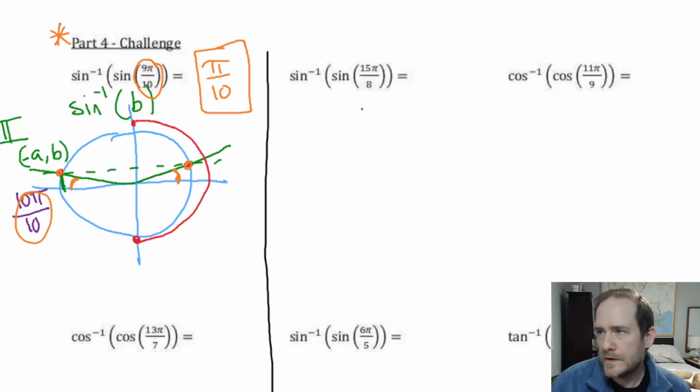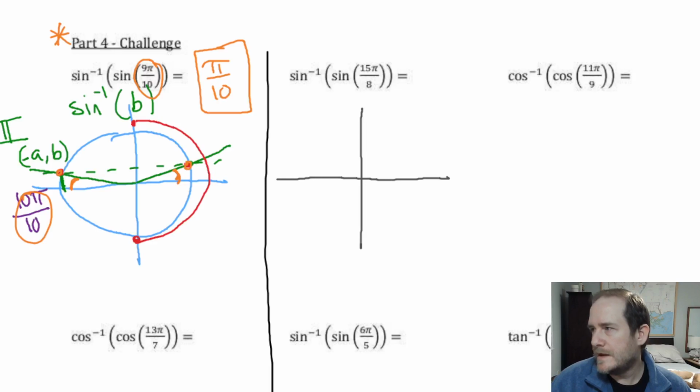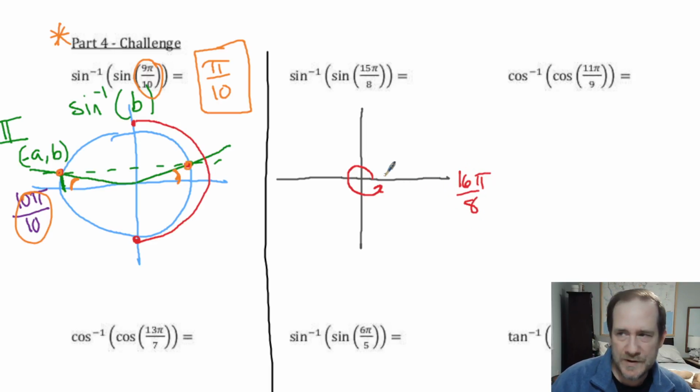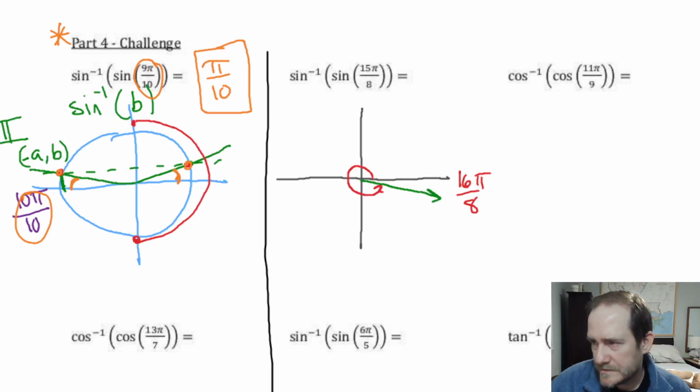So you're just given a 15 pi over 8 this time. And so 15 pi over 8 is a rotational angle that whips way around, almost all the way, because 16 pi over 8, that's 2 pi. That would be all the way around. So 15 pi over 8 is literally just 1 pi over 8 shy of a full rotation. And what are we after now? We're after the inverse sine of the sine of 15 pi over 8.